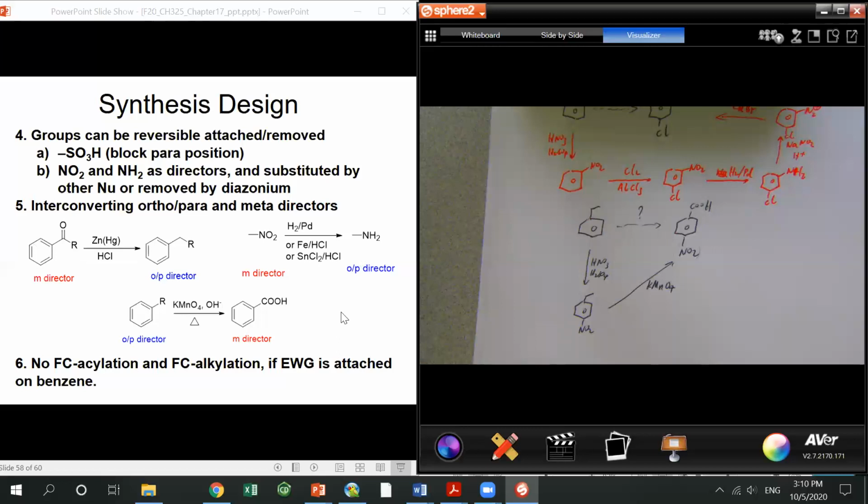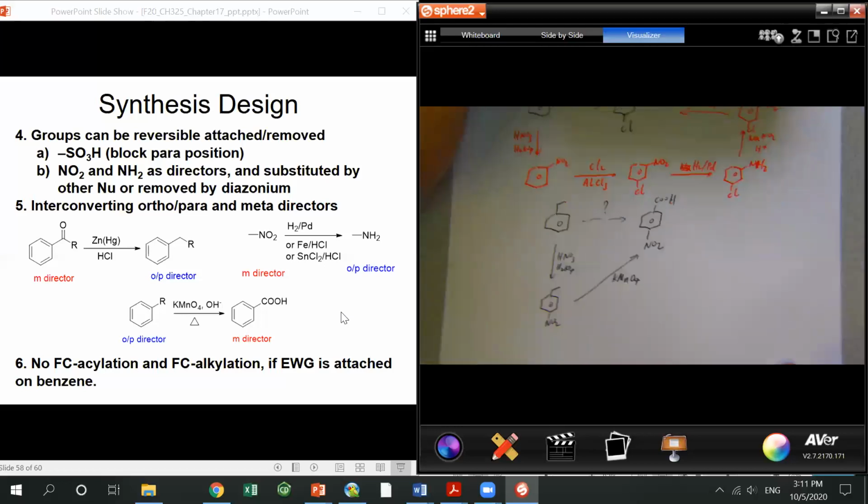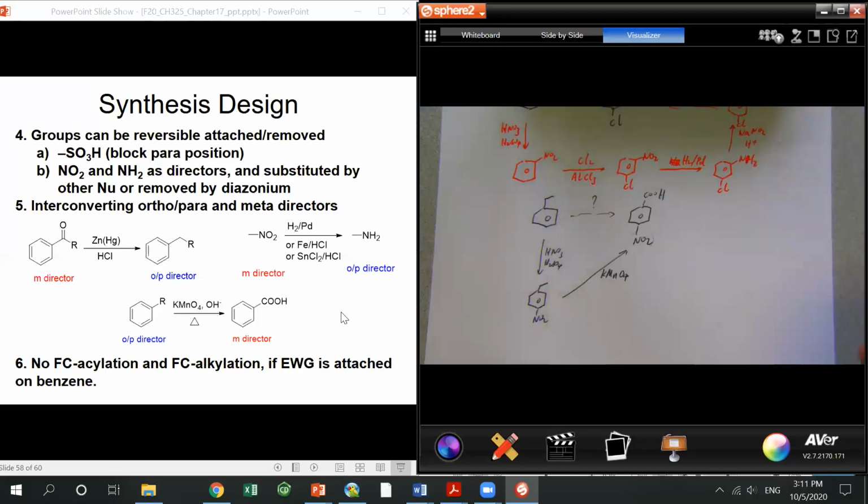If there is an electron-withdrawing group on the benzene ring, then there are no Friedel-Crafts alkylation and Friedel-Crafts acylation reactions. Okay, so now it's not working. Okay, so what does that mean? Okay, so let me give you guys one quick example.